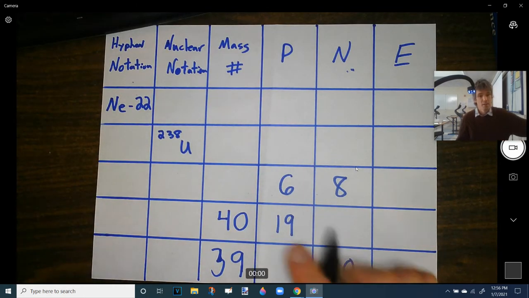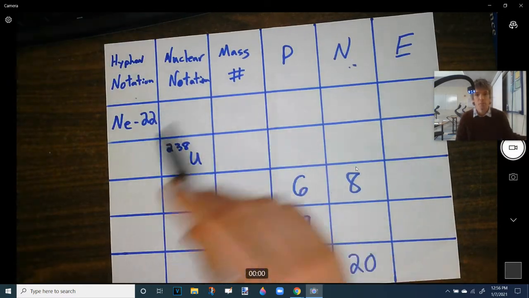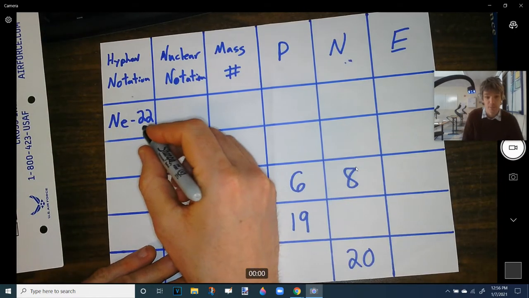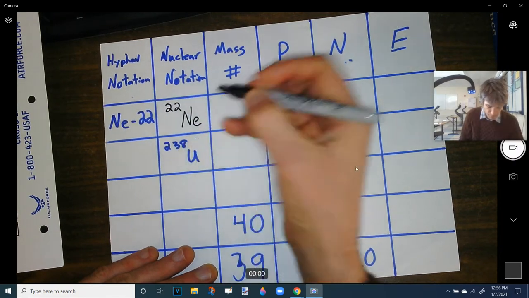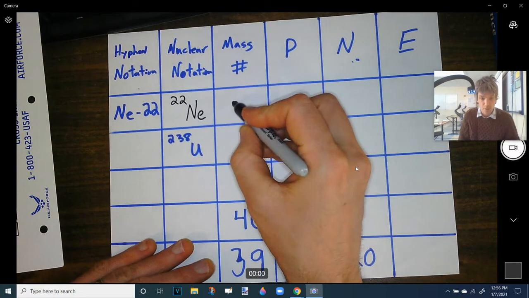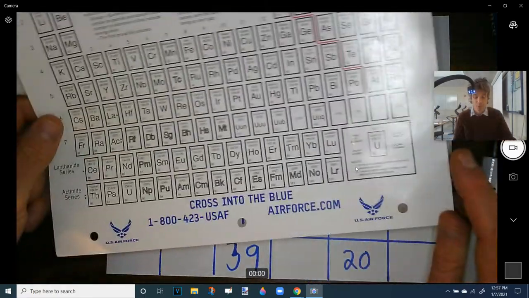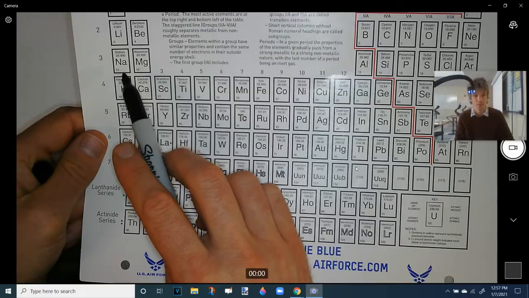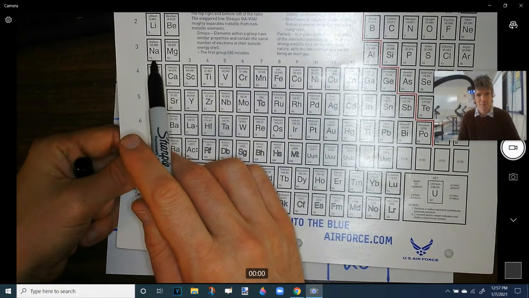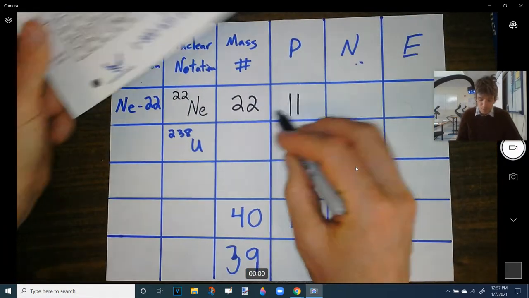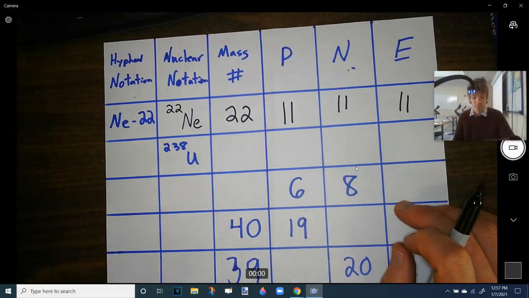Now, to practice this, we've got this, neon 22. So to put it into nuclear notation, I'd simply take the mass number, which in this case is 22, and I'd write it like this. All right, now the mass number for this one is 22. Now to find the number of protons, I'm going to look on a periodic table. I'm going to find neon. It's right there. There's the atomic number. It's going to be 10. 22 minus 10 is 12 neutrons, and the electrons are going to be the same as the number of protons.